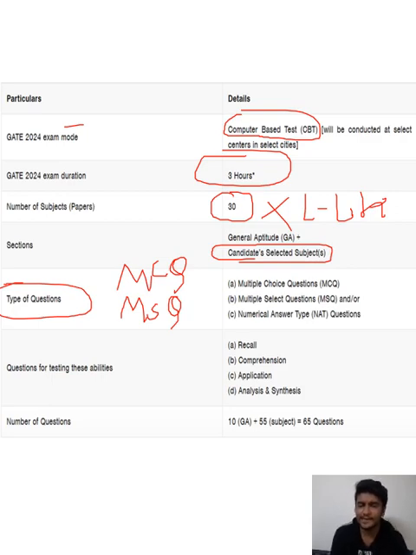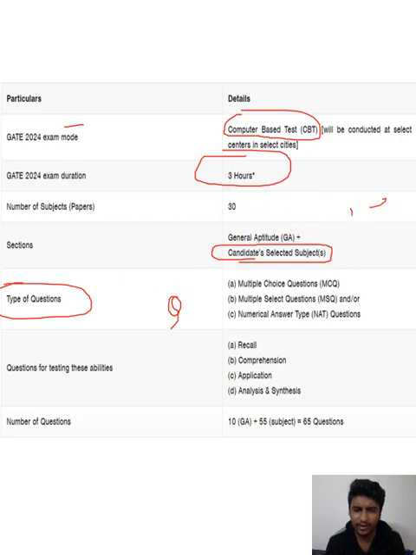And numerical answer type. You will be given an empty box, and suppose the answer is 2.18 into 10 raised to 5 or something like that, you have to type that answer. If it matches, up to 1 point after the decimal, then you will be awarded 1 mark for that question.